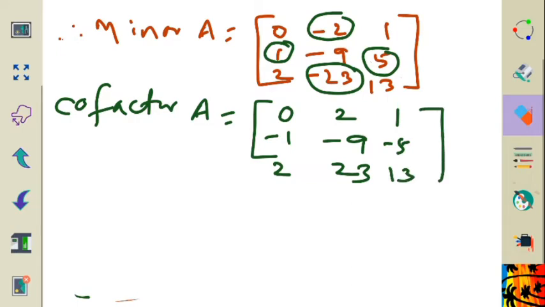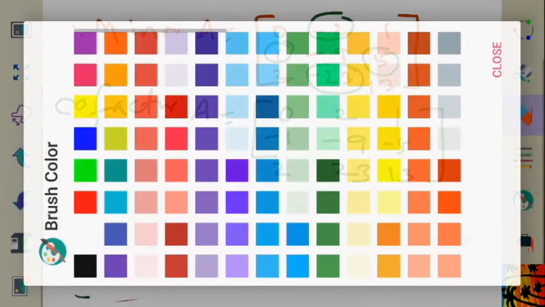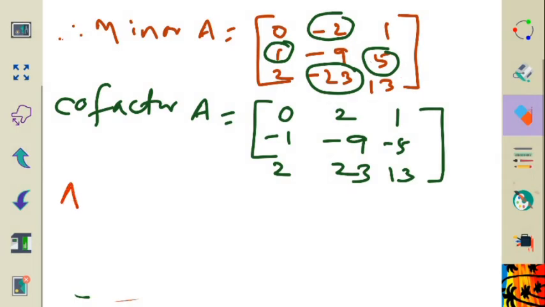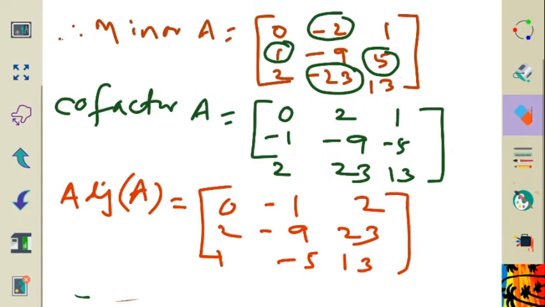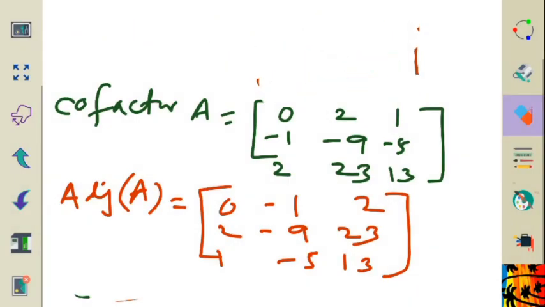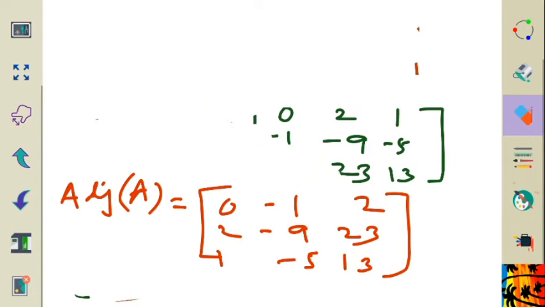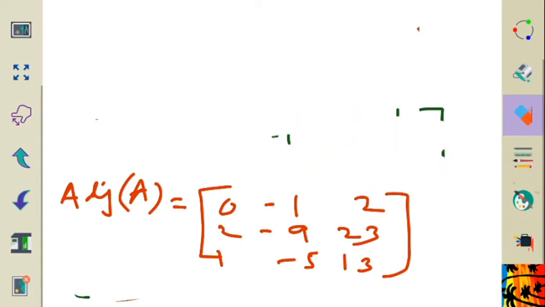Clear? Then after writing the cofactor, you should write the adjoint. If you write the adjoint of A, this is nothing but transpose of cofactors. For that, what I will write is 0, minus 1, 2, this is 2, minus 9 and 23, this is 1, minus 5 and 13. Clear? Then this is our adjoint. Then after finding minor, cofactor and adjoint, I will write A inverse directly. So let us find A inverse.